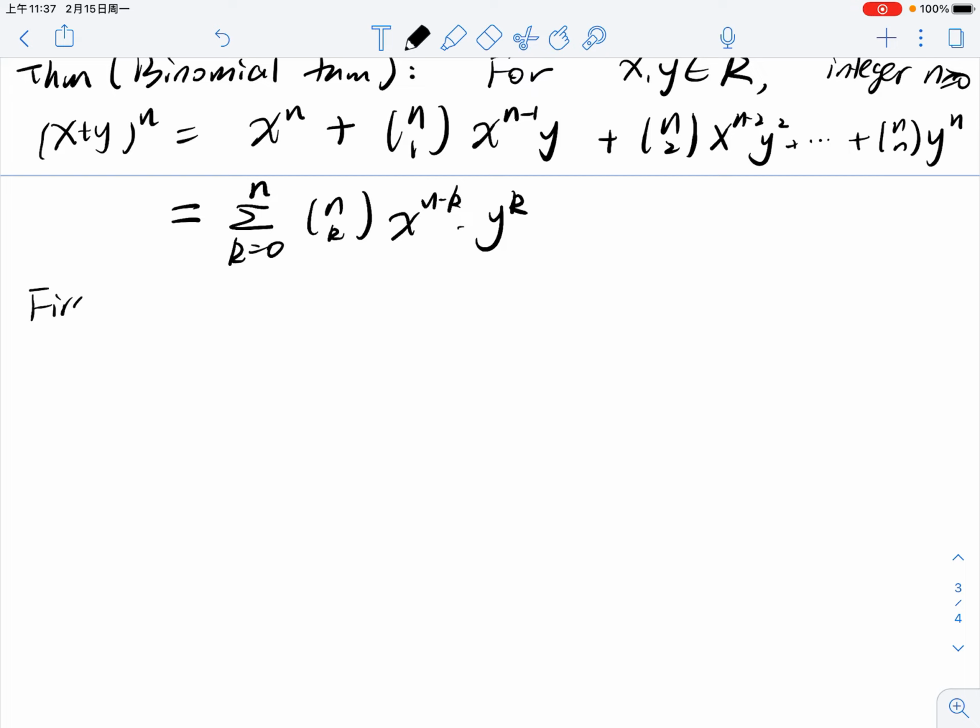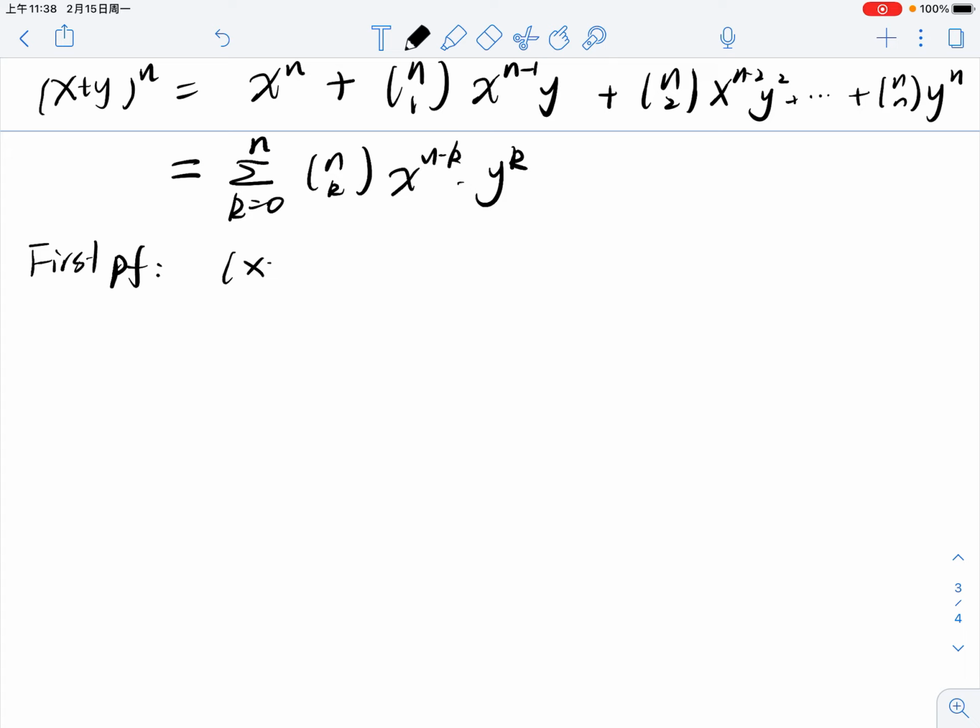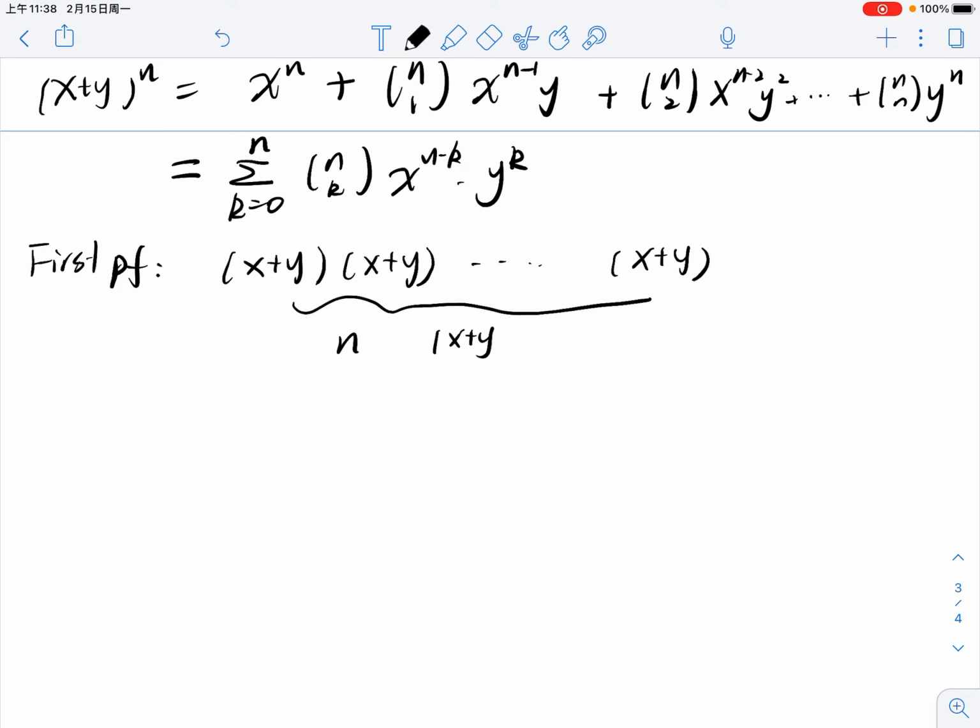Okay, and the first proof. In your exercises, sometimes they ask for a combinatorial proof. What does combinatorial proof mean? That means you construct a model combinatorial problem, and then from solving that problem, you derive the answer, just like the following. So you write (x plus y) to the n's power like (x plus y) times (x plus y) times all the way to (x plus y). So in total you have n factors of (x plus y).